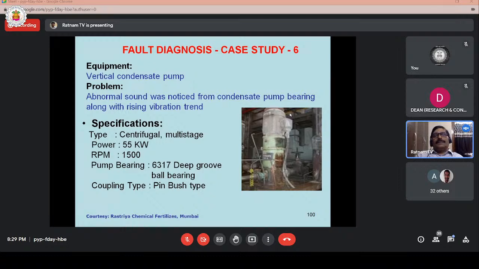This pump is producing abnormal sound, with a rising vibration trend in the pump bearing. While measuring vibration of the pump bearing, there is a trend of increase in the bearing vibration levels. These are typical specifications of a centrifugal multi-stage pump running at 1500 RPM, pump bearing deep groove ball bearing 6317. This data is to be collected as I told. There is a coupling, pin bush type.